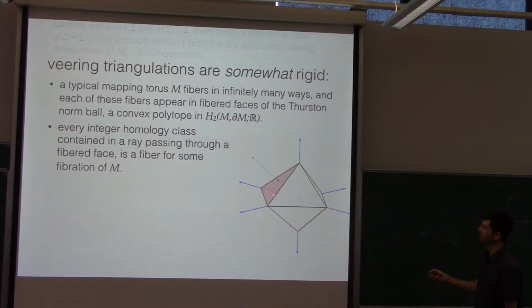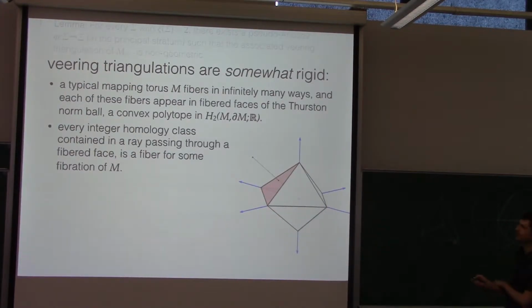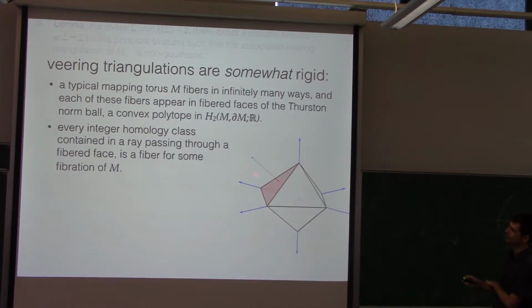And so this red face is supposed to be a fibered face of the ball. Every integer homology class contained in a ray passing through a fibered face is a fiber of some fibration. So if I take any point here, if out here somewhere there's an integer lattice point on the same ray, that's going to be a fiber for some fibration.